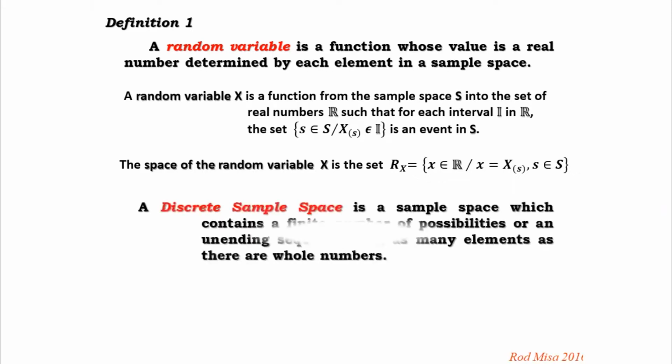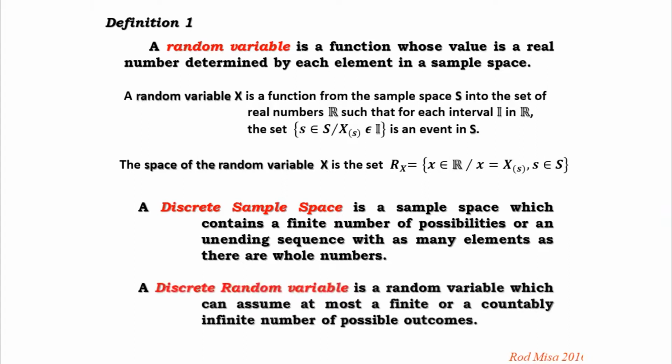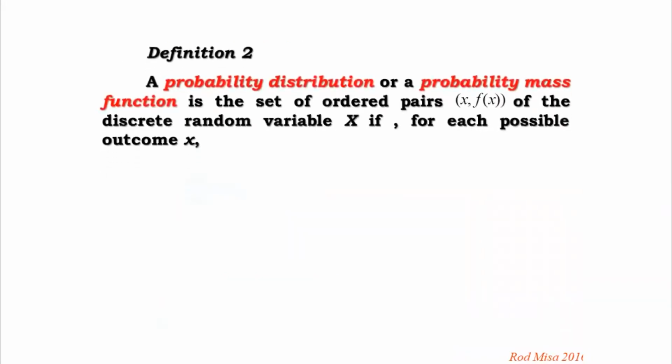Now, in this video, I will be discussing discrete sample spaces. A discrete sample space is a sample space which contains a finite number of possibilities or an unending sequence with as many elements as there are whole numbers. And a discrete random variable is a random variable which can assume at most a finite or a countably infinite number of possible outcomes.